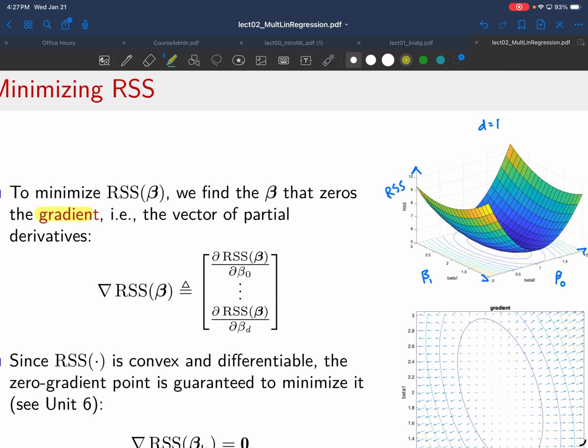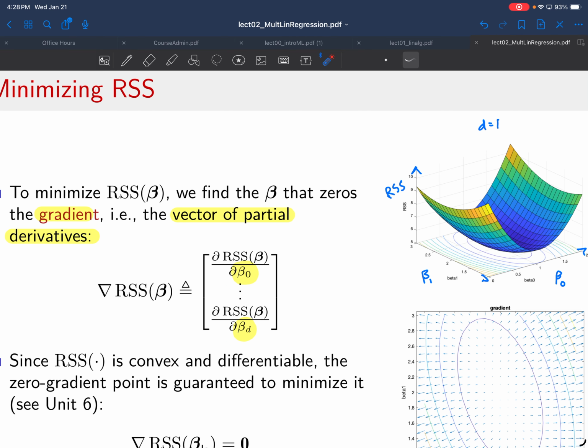The gradient is just a vector of the partial derivatives of this loss with respect to each of the individual coefficients. So in general, we have coefficients beta 0 all the way through beta d. And so we have here the gradient of the loss with respect to each of them, and we just stack them all. And at the optimal least squares beta, this entire vector will be equal to all zeros, or in other words, the 0 vector.